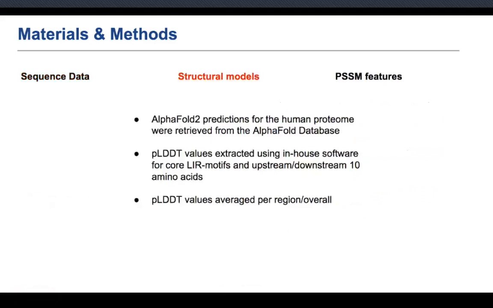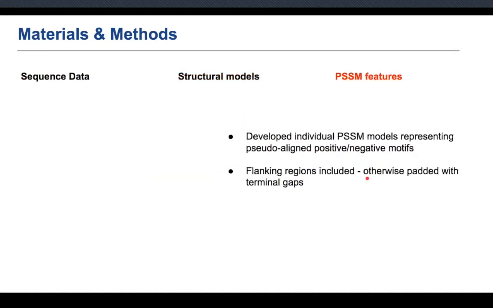We also collected AlphaFold models from the AlphaFold database, and we extracted confidence values using in-house Python code. These values were averaged for the core LIR-motif and its up and downstream regions whenever available, as well as for the overall segment. In addition, we developed individual position-specific scoring matrix models, both for the positive and for the negative motifs, taking into account the overall segment or LIR-motif and its flanking regions.